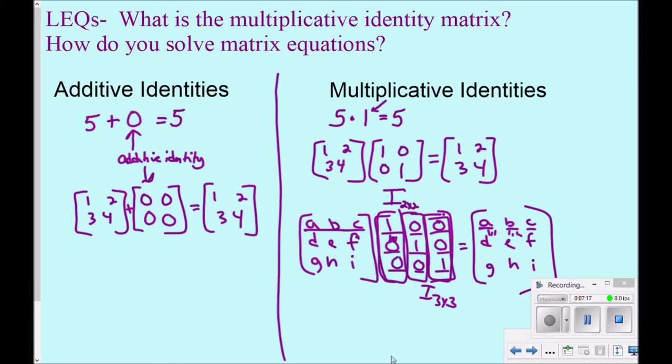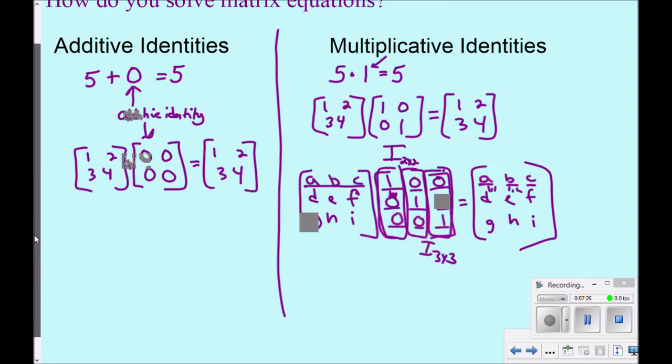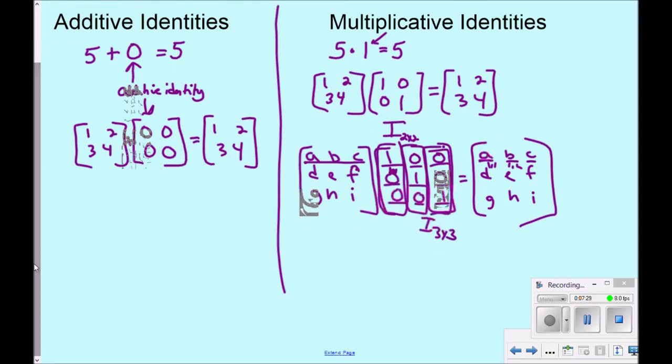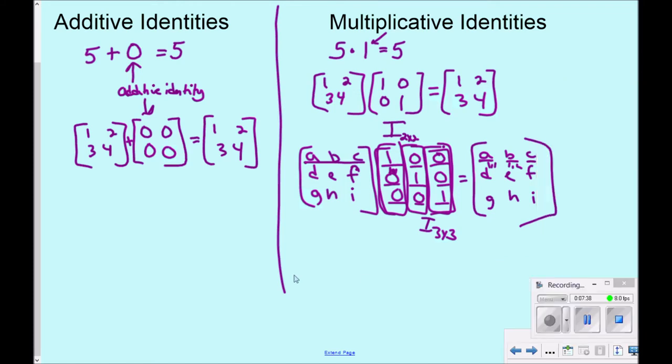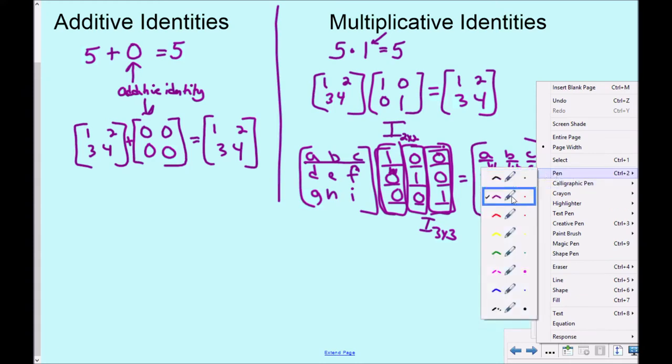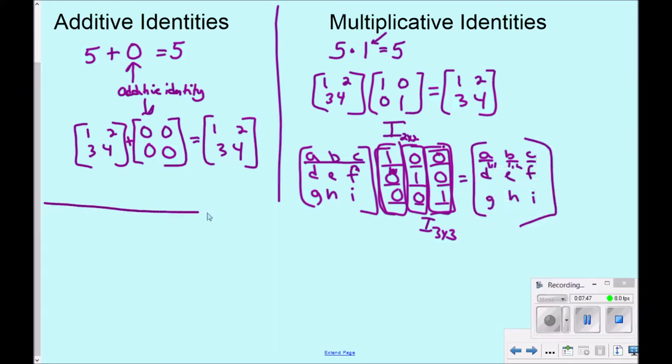Okay, so now we're going to take a look at how these identities are going to help us to solve an equation. And we're going to start with a linear equation. Let's see here. So if I wanted to solve something very, very basic, like 5x equals 10. Okay, well, we know to solve that, we would divide both sides by 5.